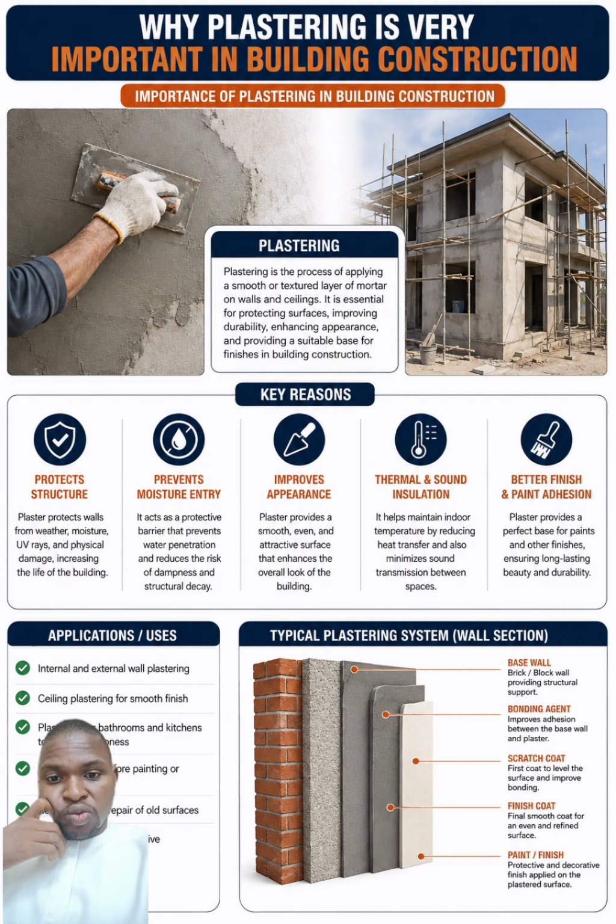Then we're going to take a look at the key reasons why plastering is done in construction. There are so many reasons, so we're just going to select a few, five, but actually the key important reasons why plastering is done in construction. So the first one is to protect structure.